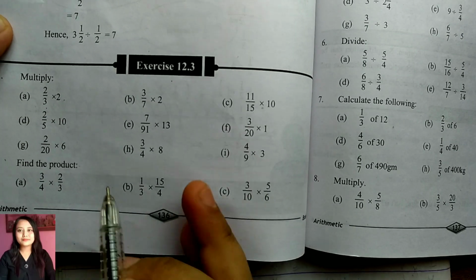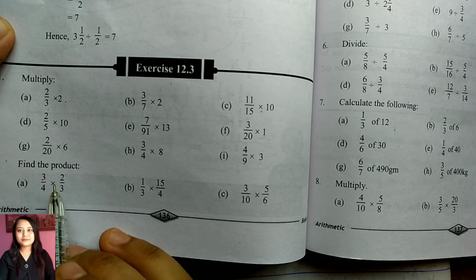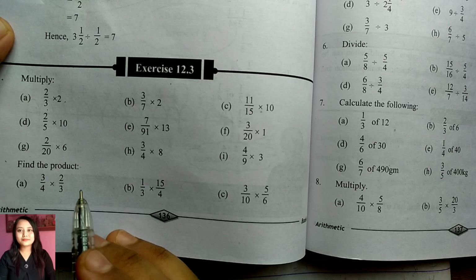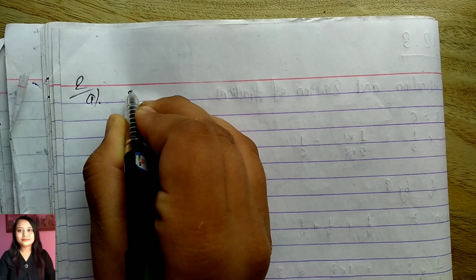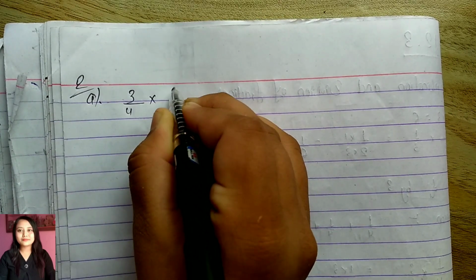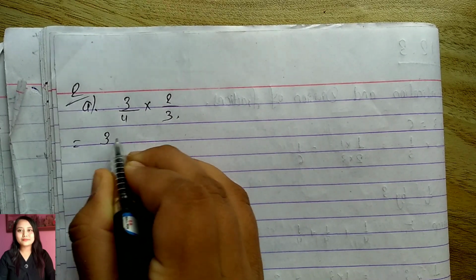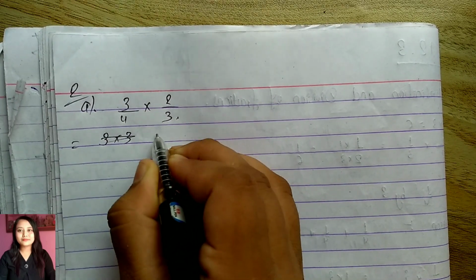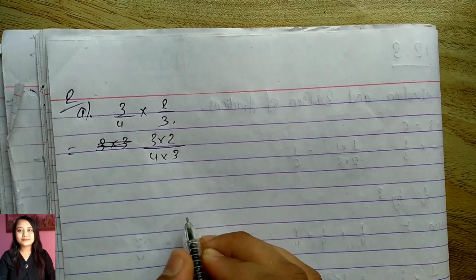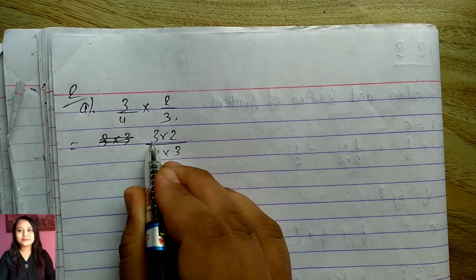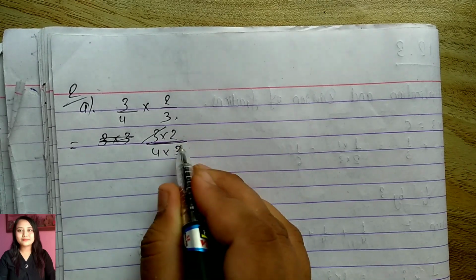Now we have question number 2. You can see here, find the product. Two fractions are given, and between the two fractions there is a multiplication sign. Let's do question number 2a. The question is 3 by 4 into 2 by 3. Now what we can do? We can simply multiply 3 into 2 in the numerator, and 4 into 3 is in the denominator. As I have said, 3 is in the numerator and 3 is in the denominator, so we can directly cut it down.